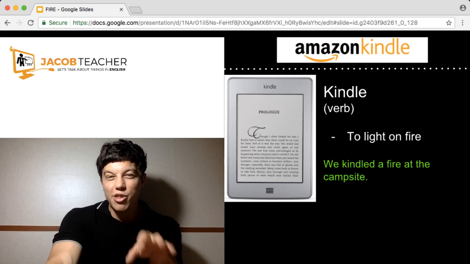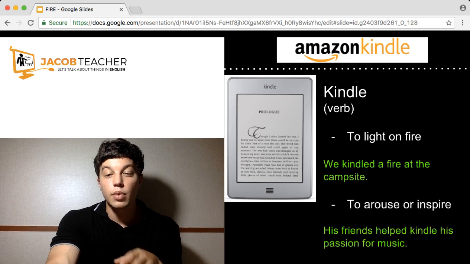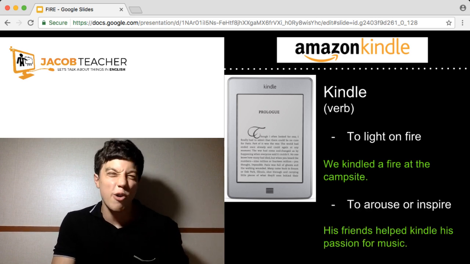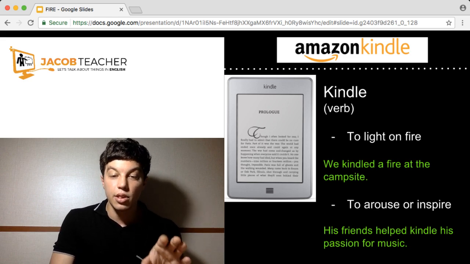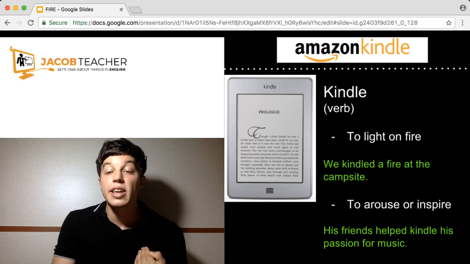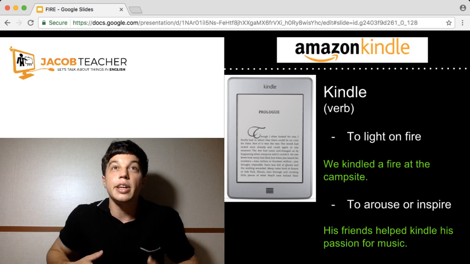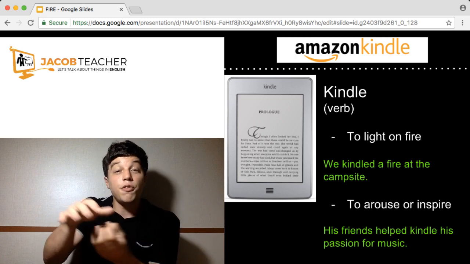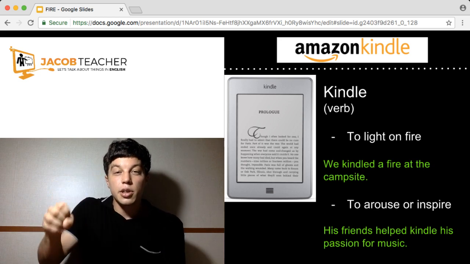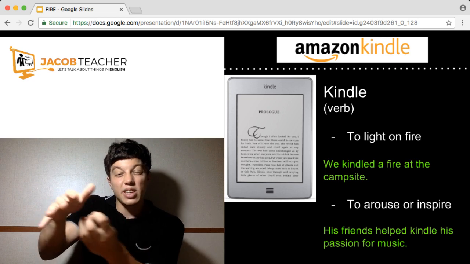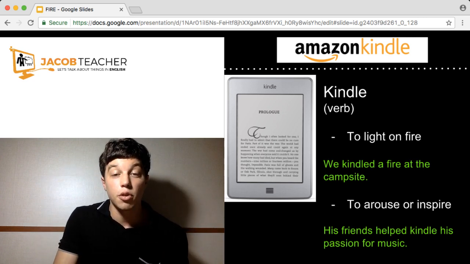There's also another part to this verb, though. It can mean to arouse or inspire or excite someone. So in the example sentence I have here, his friends helped kindle his passion for music. So his friends helped inspire his passion for music. Again, you can think about a small fire being born here. Suddenly he has a passion for music. A fire has started. They helped kindle his passion for music.